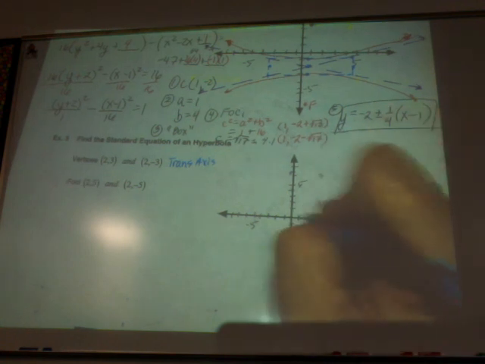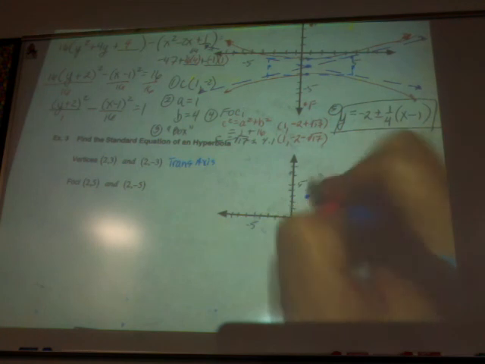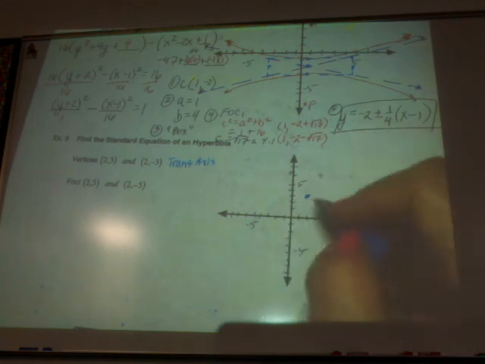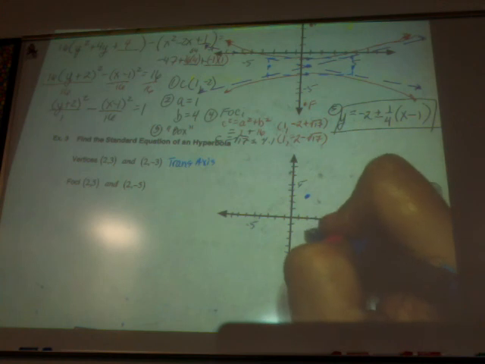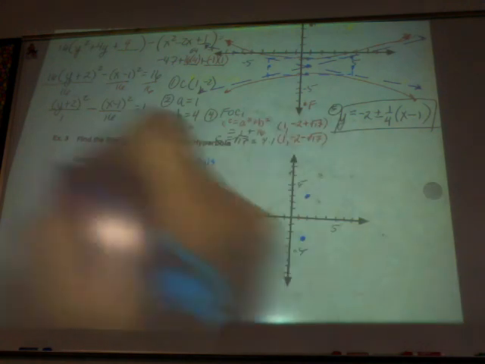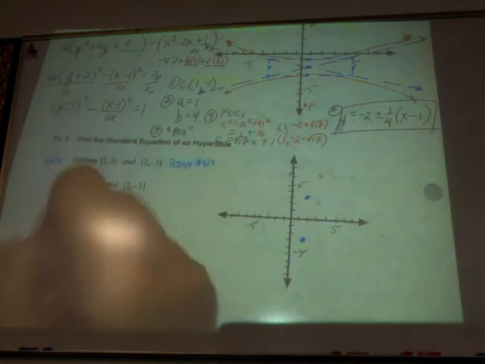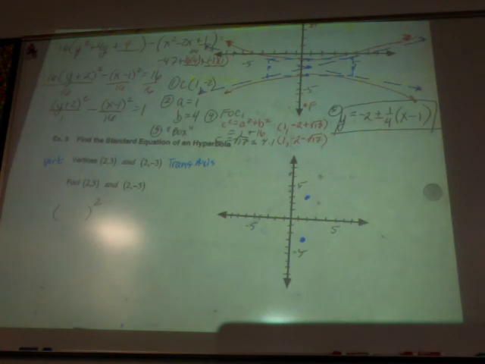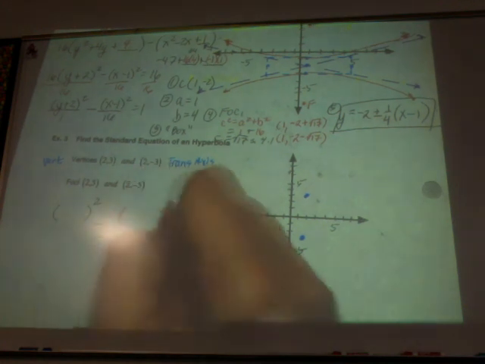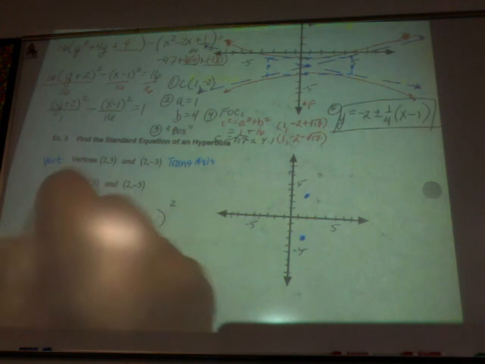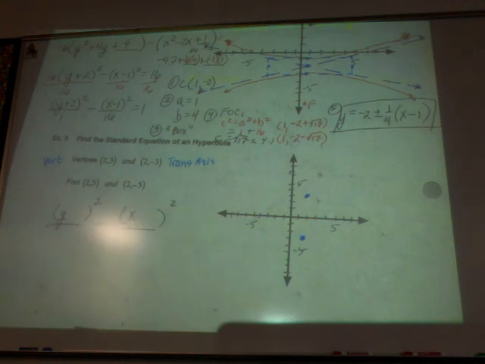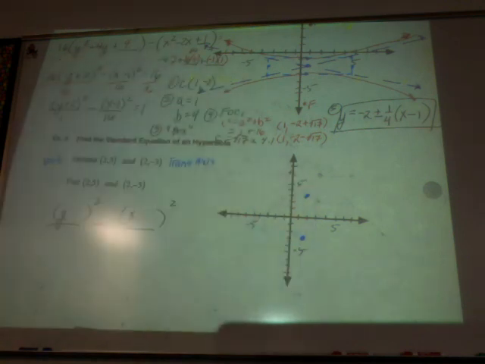Alright, so I've got to the right 2 and up 3. And then to the right 2, but down 3. So that means that I have a vertical transverse axis. So what comes first then? What's going to come first, x or y? Y. So that's going to be my x. So I knew immediately, because these are vertical to each other, that my y has to come first.